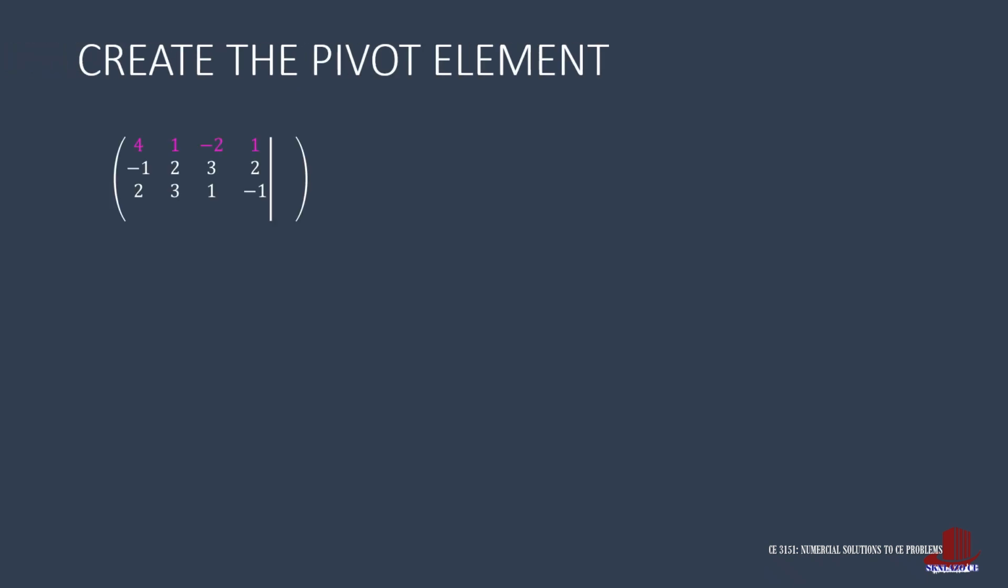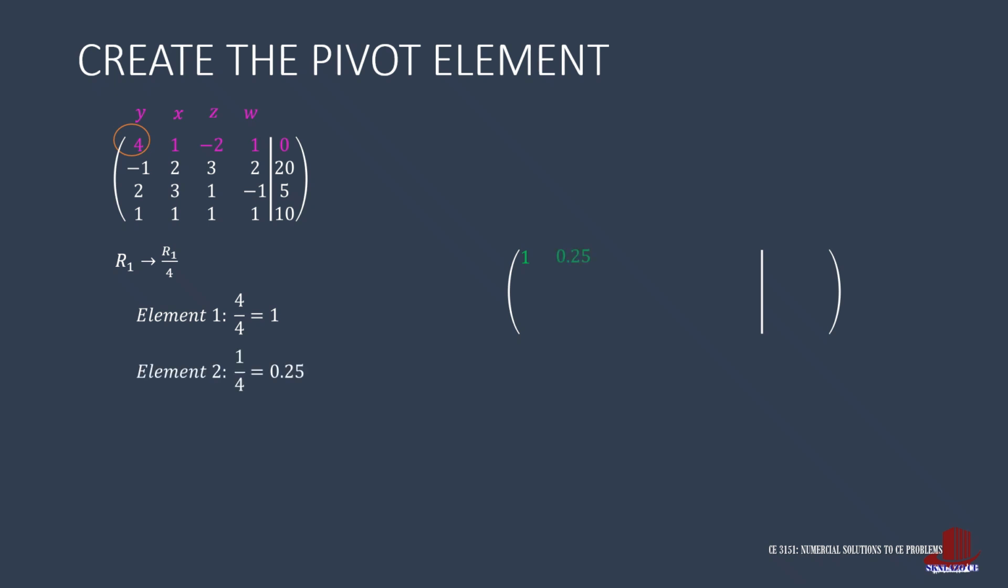The next step in creating a pivot element is to make it equal to 1. So the first row is then divided by 4. Fix the matrix by recomputing the elements, starting with 4 over 4, which is 1. Then 1 over 4 is 0.25. Next is negative 2 upon 4, giving negative 0.5, followed by 1 over 4, which is 0.25. Then last is 0 over 4, which is still 0.